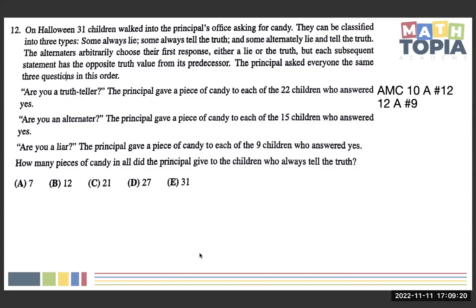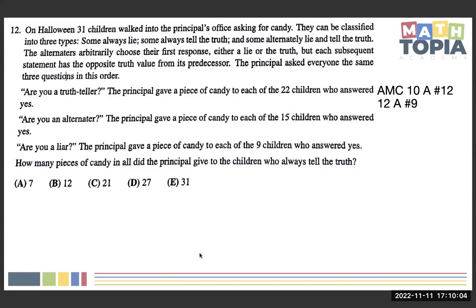So basically, the first time they answer, it could be a truth, and then they would lie and then tell the truth, lie, tell the truth, or they could start with a lie and then tell the truth, lie, tell the truth, right? So that's what the alternators do. Okay, so the principal asked everyone the same 3 questions in this order. Are you a truth teller? The principal gave a piece of candy to each of the 22 children who answered yes. Are you an alternator? The principal gave a piece of candy to each of the 15 children who answered yes. Are you a liar? The principal gave a piece of candy to each of the 9 children who answered yes. How many pieces of candy in all did the principal give to the children who always tell the truth?